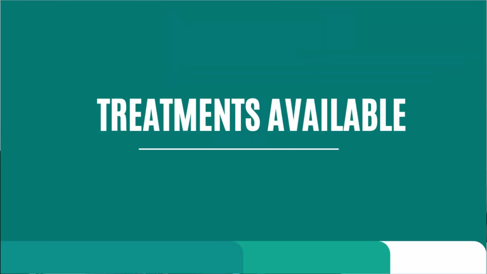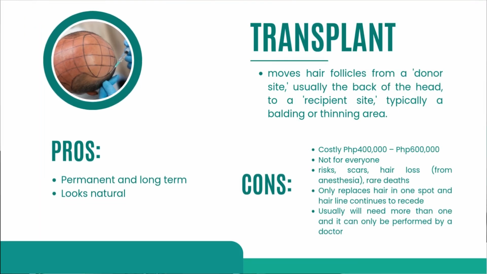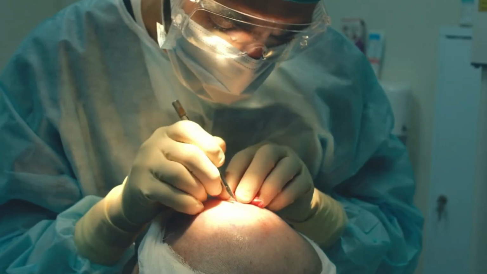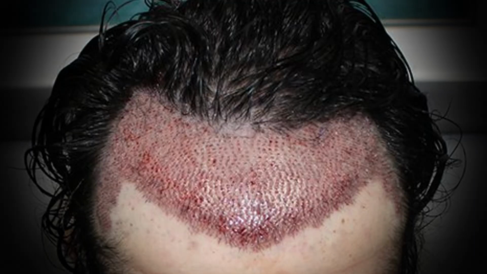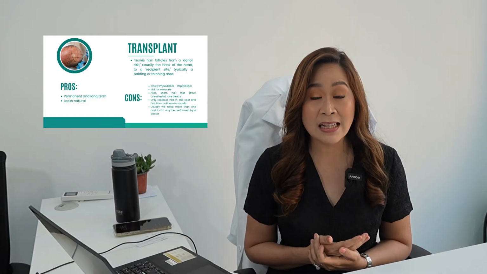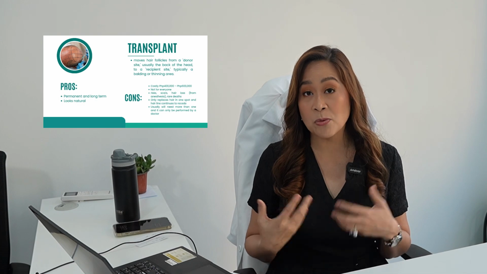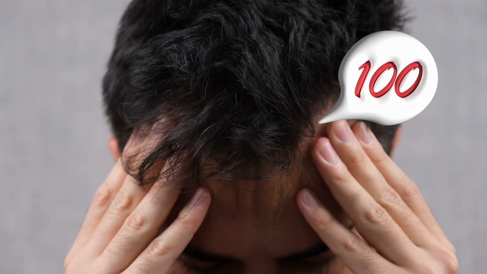There are a lot of treatments that are available for these causes of hair loss, or for hair loss and hair thinning in general. There's transplant, wherein the doctor moves the hair follicles from a donor site, usually from the back of the head, to a recipient site, typically the balding or thinning area. The pros are that these are often long-term and permanent, and it looks natural. However, it's costly and it's not for everyone. There are risks of scarring and risks of hair loss. This can only replace one spot, and of course, it's not 100% guaranteed.